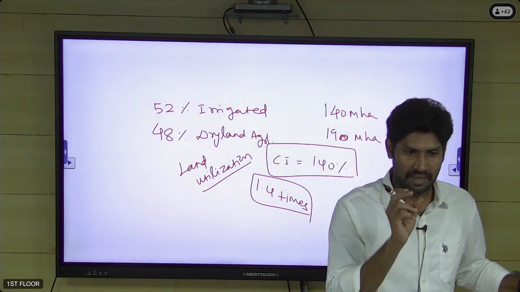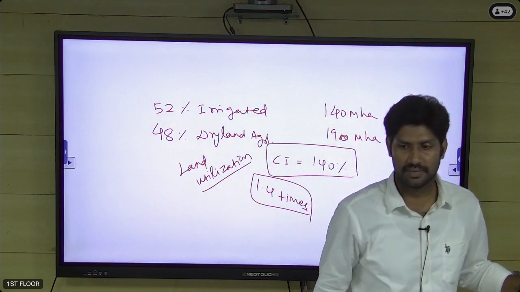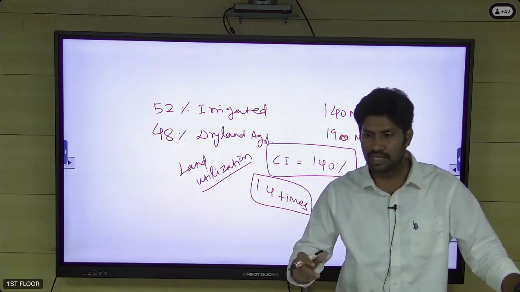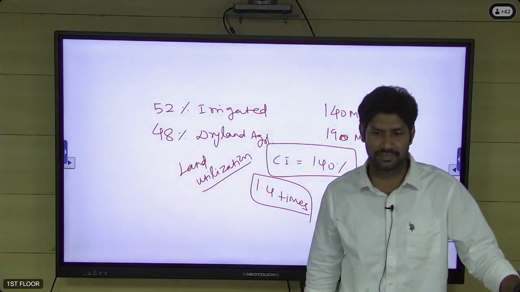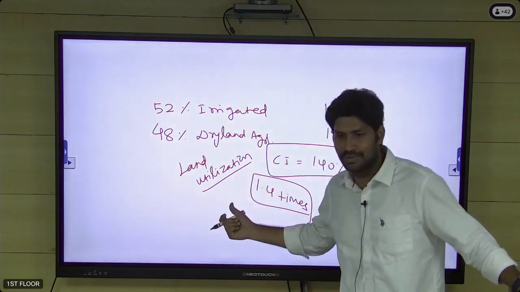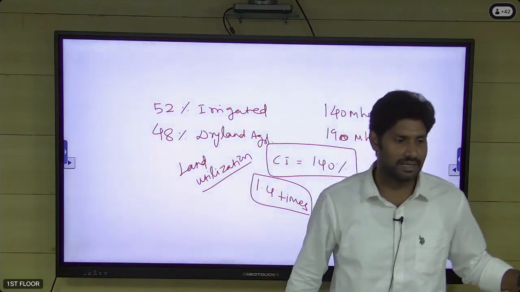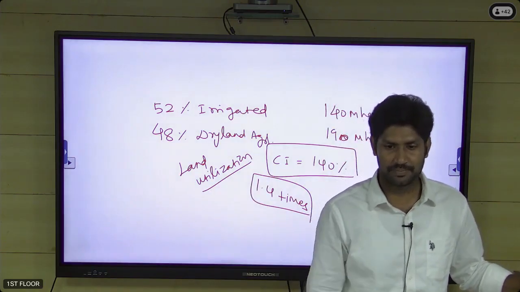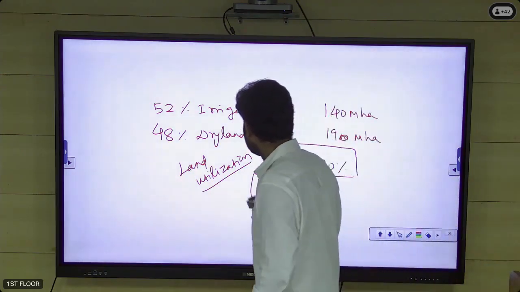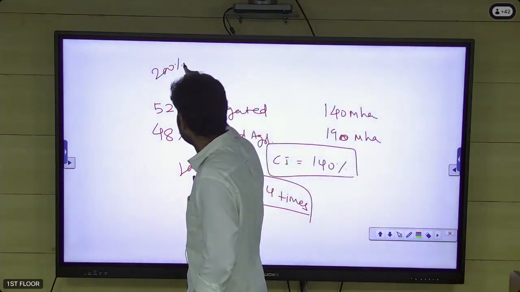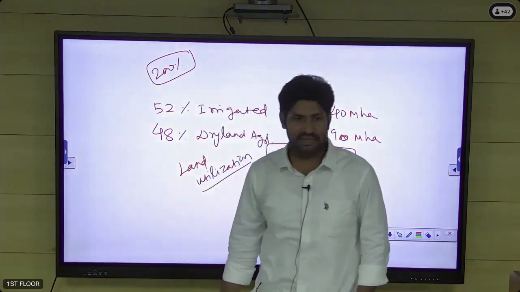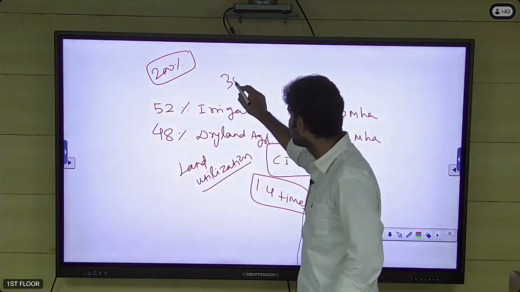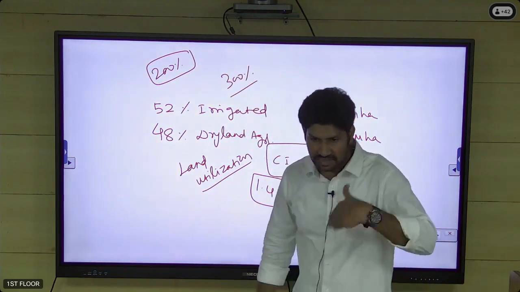And one of the limiting factors, the major factor determining this, is irrigation facility. If the farmers are getting proper irrigation facility, then we can improve the cropping intensity index. And why is this concept important? Because we can achieve higher food production by improving the cropping intensity index. For example, if the percentage is 200%, what is the meaning? In the same year, we can cultivate 2 times. If the percentage is 300%, in the same year, we can cultivate 3 times.